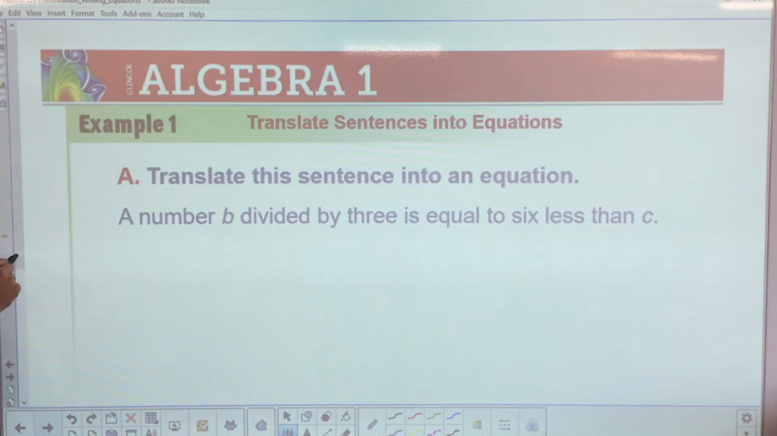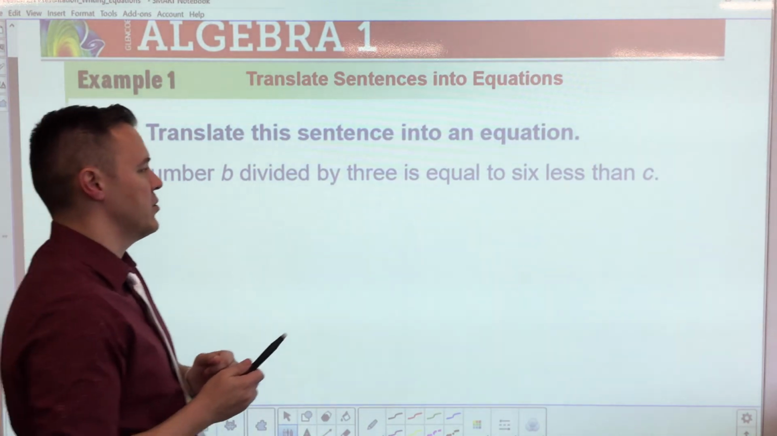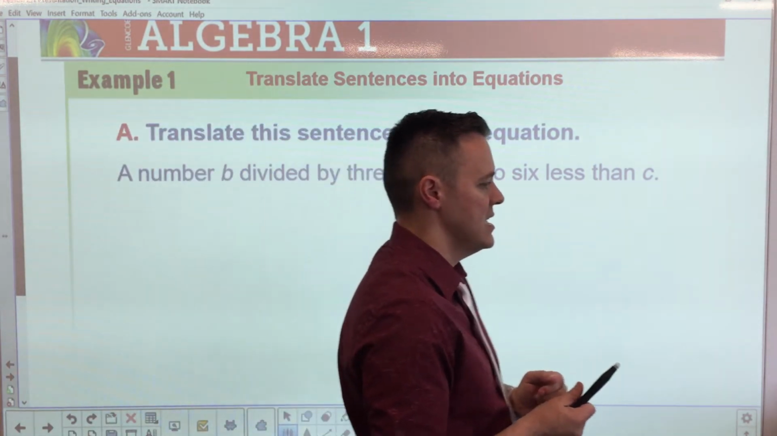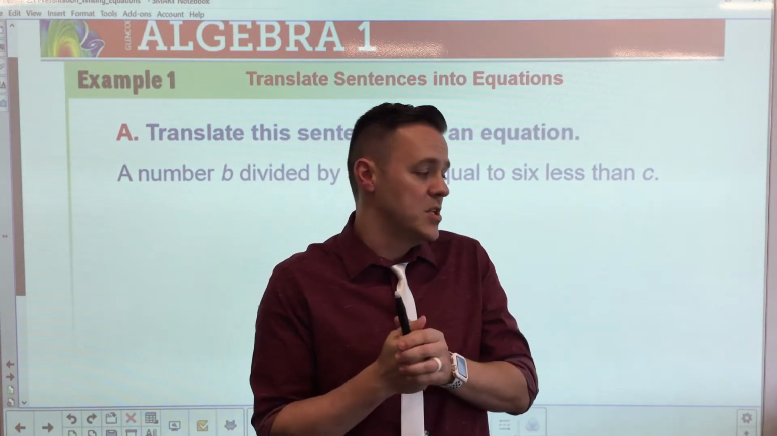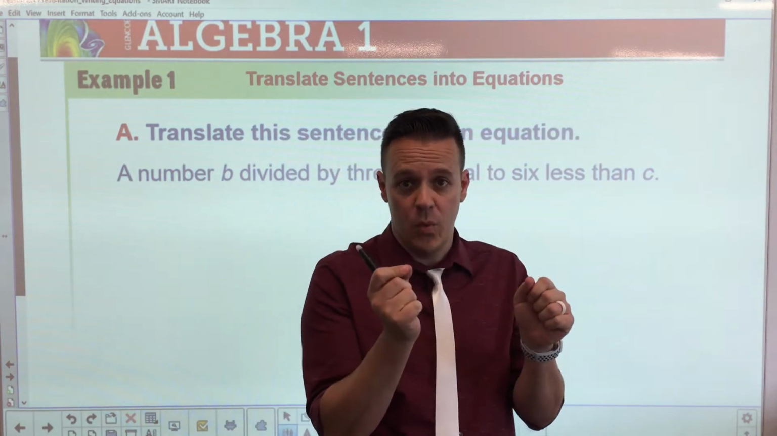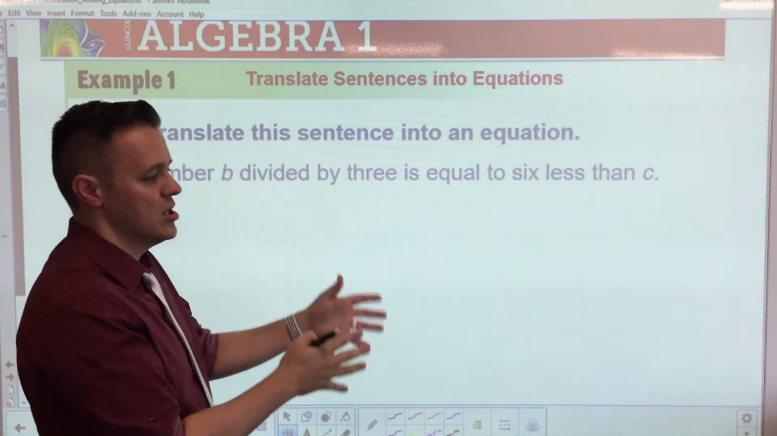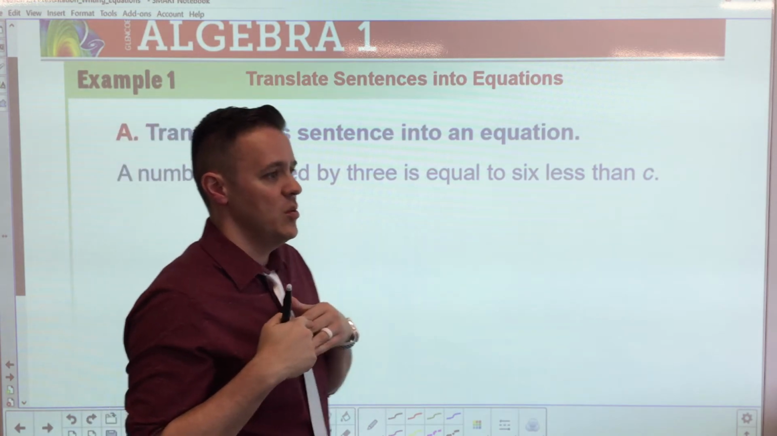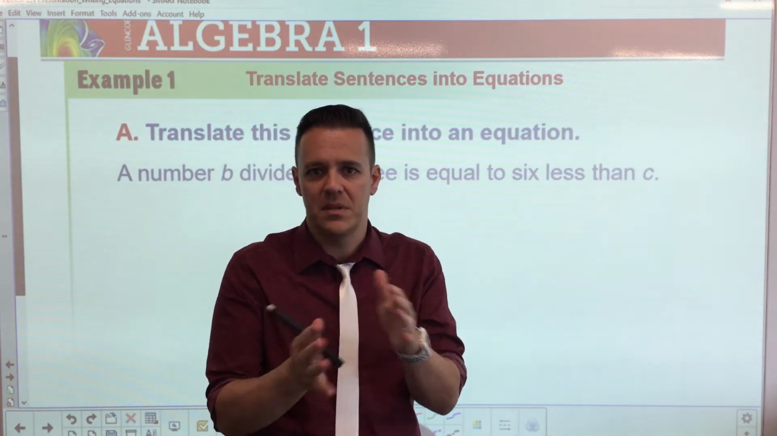All right, translate this sentence into an equation. A number b divided by 3 is equal to 6 less than c. So remember, what I want you guys to do is on your notes in the left-hand margin, please put page 29, example 1, right by this example. Okay, so that way you can tie your notes to the book together, especially when we get through the end of this. You're going to have a big notebook, and you're going to want to be able to tie everything.